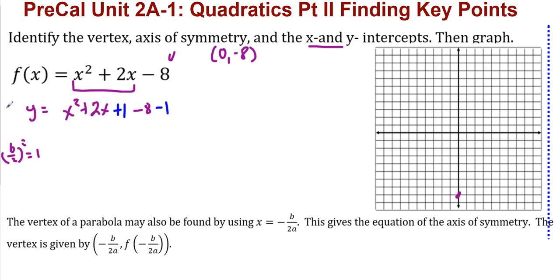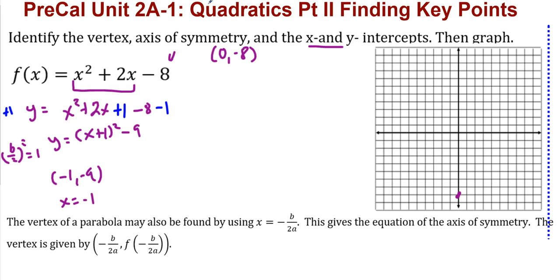You could put a plus 1 over here on the y side if you wanted to, and then you're going to just have to subtract it out. So let's go ahead and get this squared. This is going to be x plus 1 squared, and that's going to be minus 9. Well, that gives me a vertex of negative 1, negative 9, and axis of symmetry is equal to negative 1.